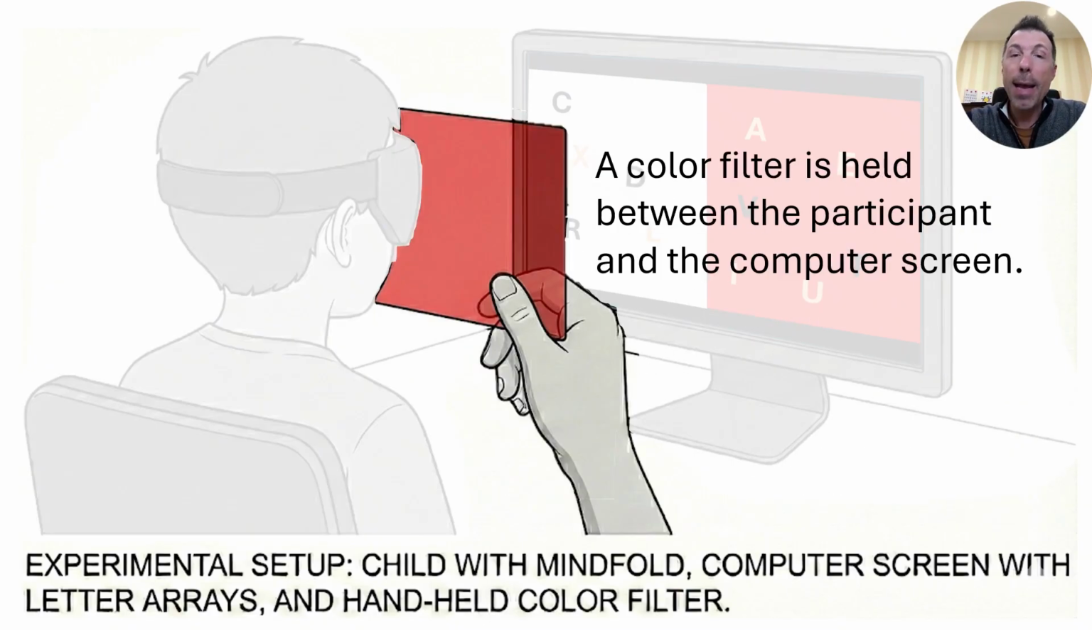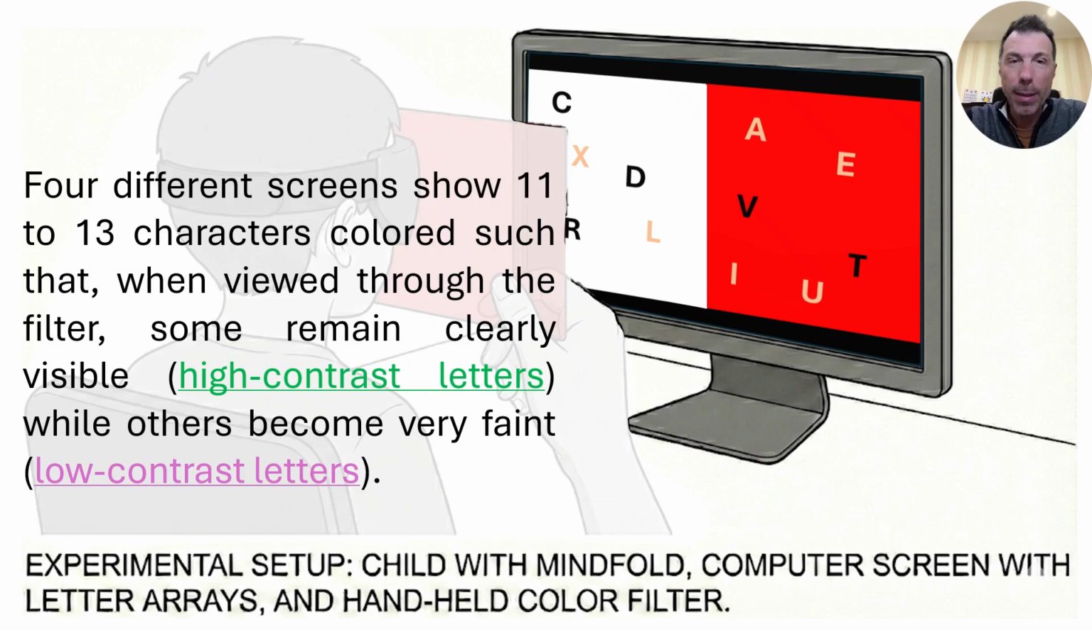Now, in between the child and a computer screen, I am holding a filter, in fact, two filters overlaid one on top of the other, a red one and a light blue one. And finally, as you will see, the child will be shown 4 different screens, and each is displaying somewhere between 11 to 13 characters. Now, crucially, the screen background and the color of the characters are such that some of the letters remain clearly visible even when seen through the filter, and I'm going to call these high contrast letters, whereas others become very faint, and I'll call these low contrast letters.